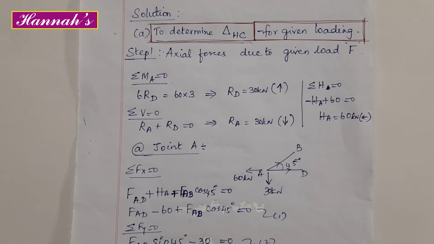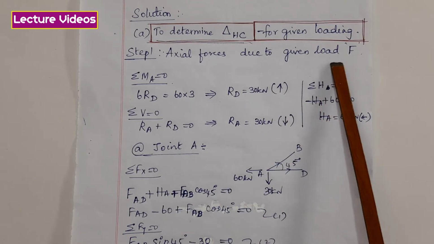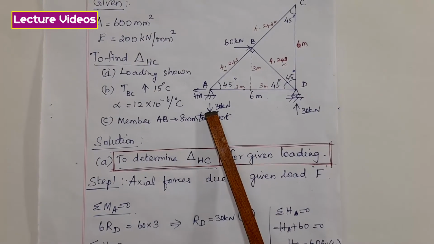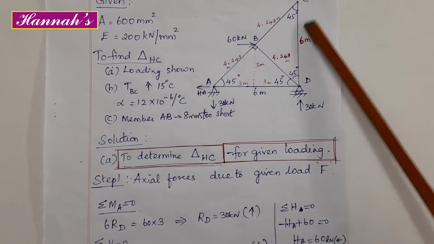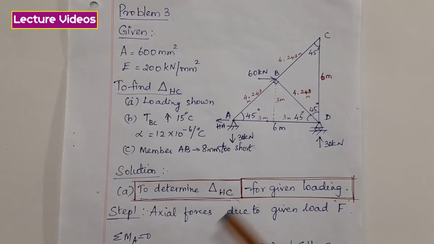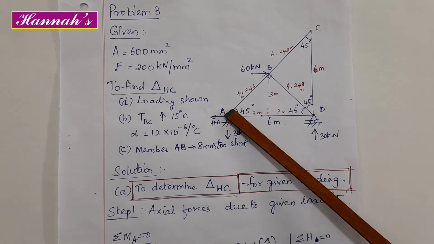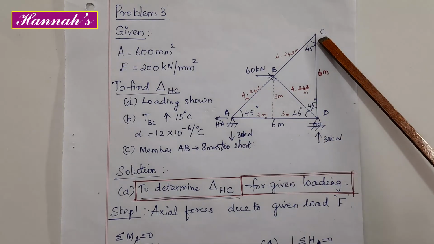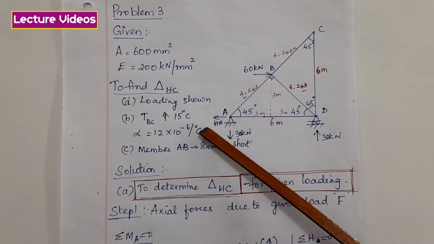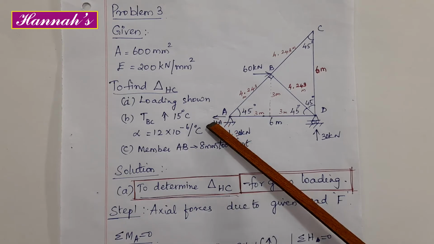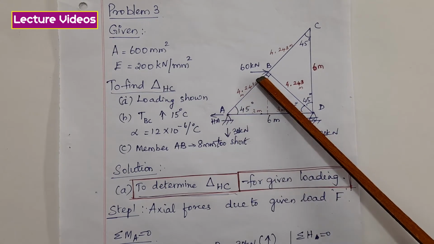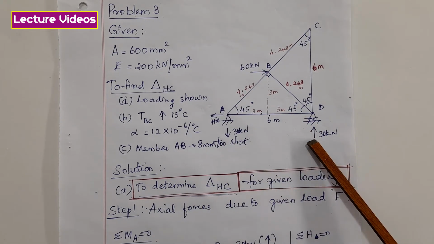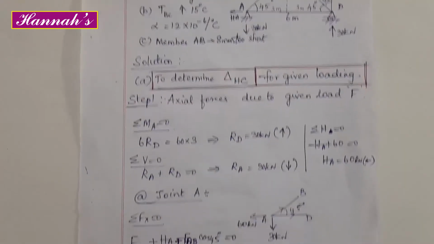In step 1, the axial forces due to the given load, that is the capital F values, are determined. So let us check whether we can start from A or D or C. Since it is a pin jointed truss, let me start from A because there are 2 members coming out. We can also start from C. If I start from A, I should know the reactions at A. That is, I have an HA value, a horizontal reaction, because there is a horizontal loading at B. With 60 kilonewton, we need to determine RA and RD. So that will be the first step of analysis.